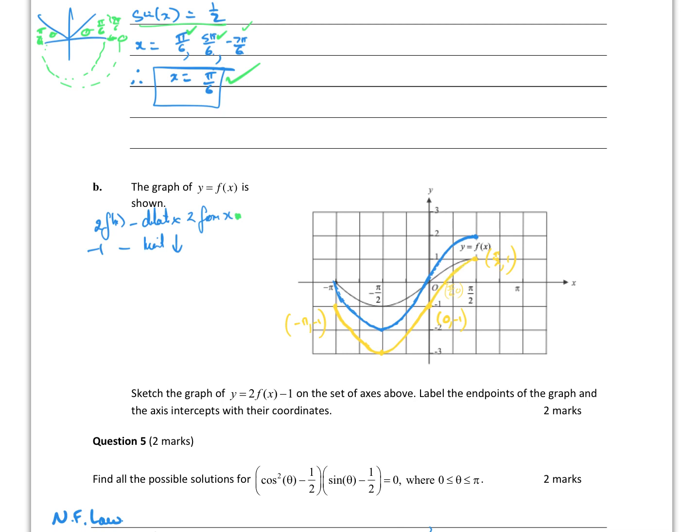All right. So what are my new? Label the endpoints of the graph and the axis intercepts. The axis intercepts, (0, negative 1) is the intercept because we moved it down 1. The x-intercept is what we solved from the previous question. So it's a bit hard to read in there. So that x-intercept is pi on 6. Endpoints, just substitute negative pi in, but even the endpoints you can map, can't you? Because you just moved everything down. Negative pi, negative 1, pi on 2, positive 1. All right.